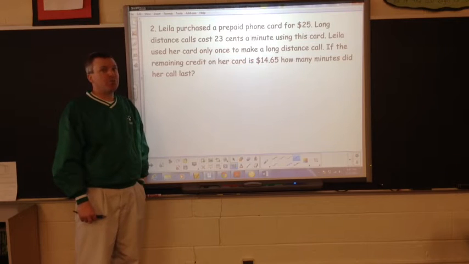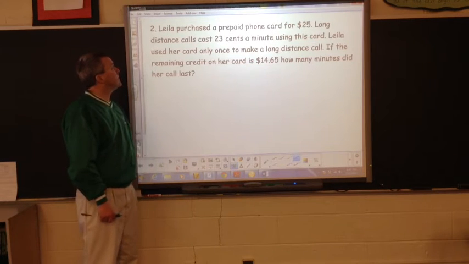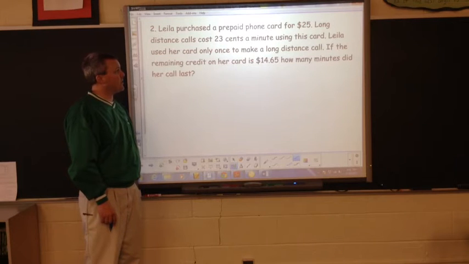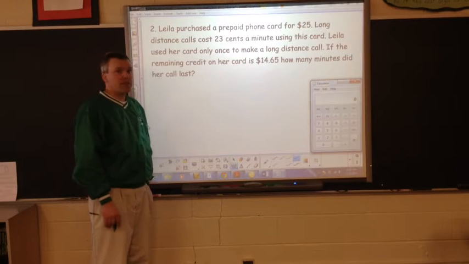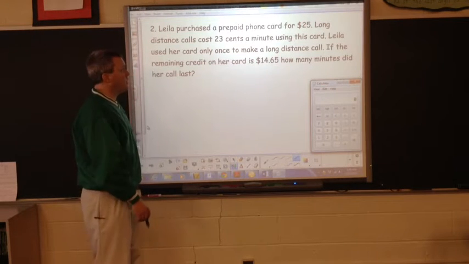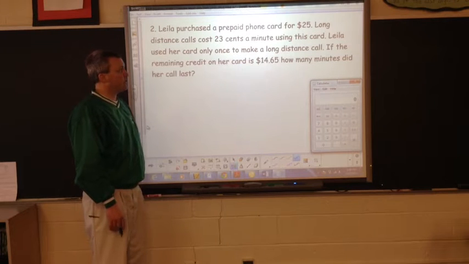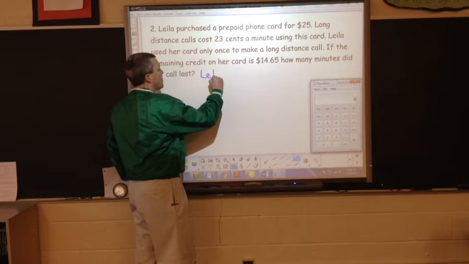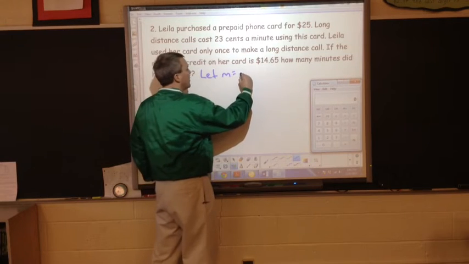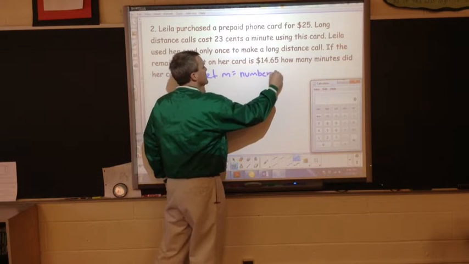Let's read the next example problem together. Leela purchased a prepaid phone card for $25. Long distance calls cost 23 cents a minute using this card. Leela used her card only once to make a long distance call. If the remaining credit on her card is $14.65, how many minutes did her call last? The first step is to define our variable. We are trying to find minutes, so we will let M equal the number of minutes.